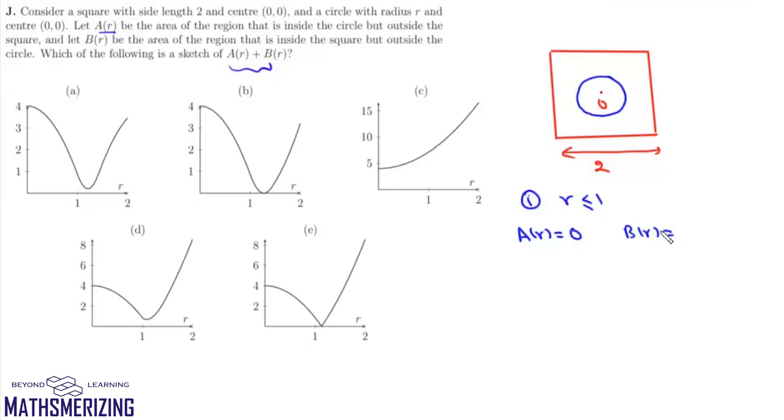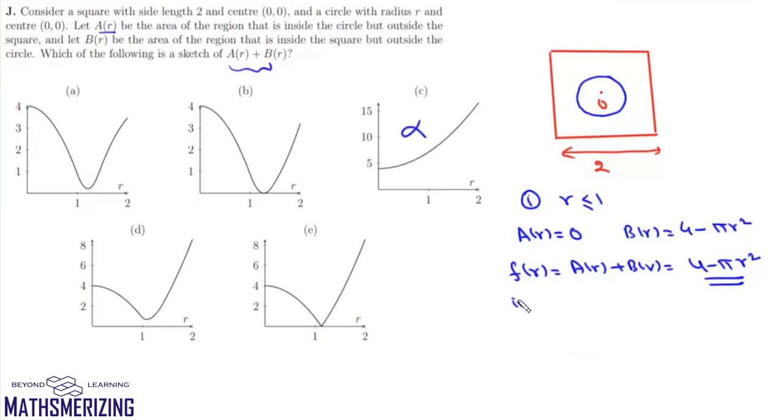And BR is the area of the square which is outside the circle. So this area will be 4 minus pi r square. So here this function, which is say FR, that is AR plus BR, will simply be 4 minus pi r square. Now when the value of R is 0, the value of this function should be 4, and this is a parabola opening downwards. So that means we can eliminate this option C.